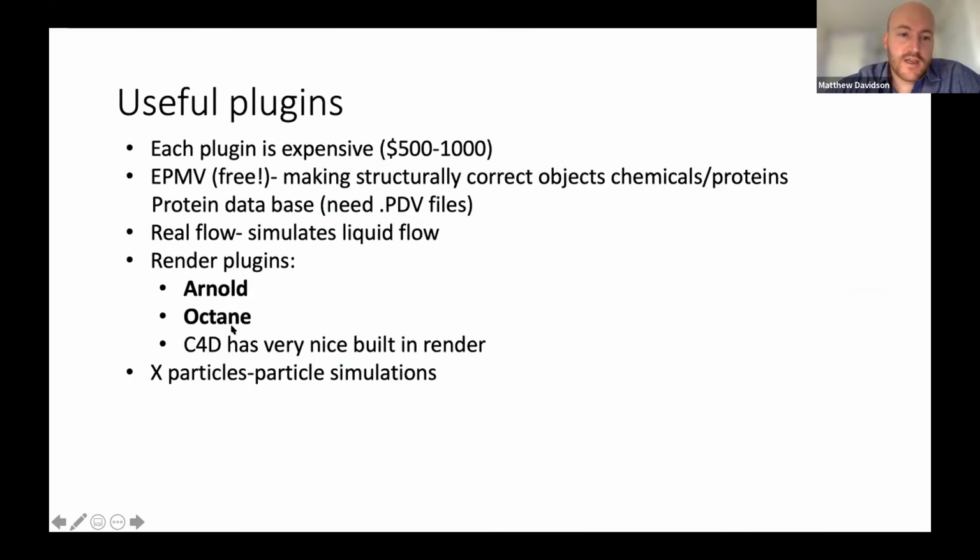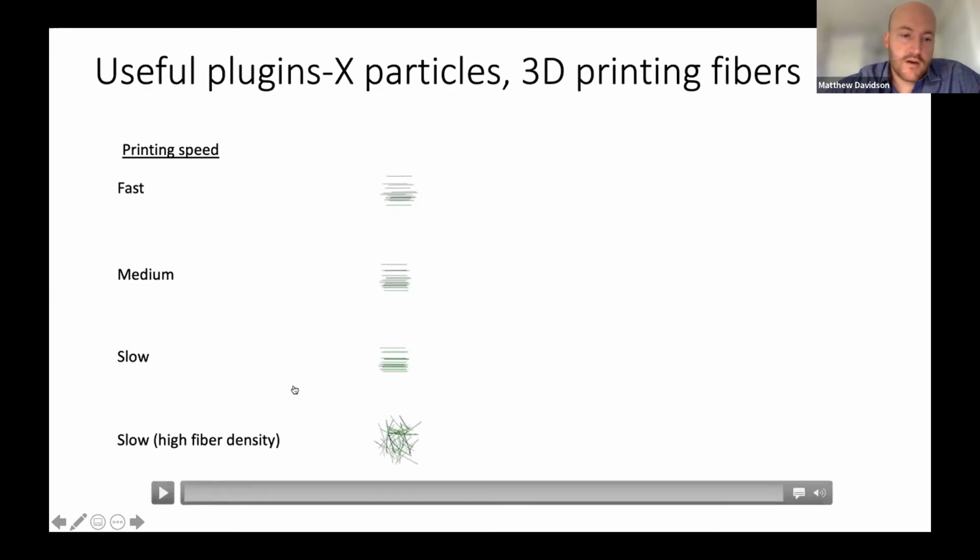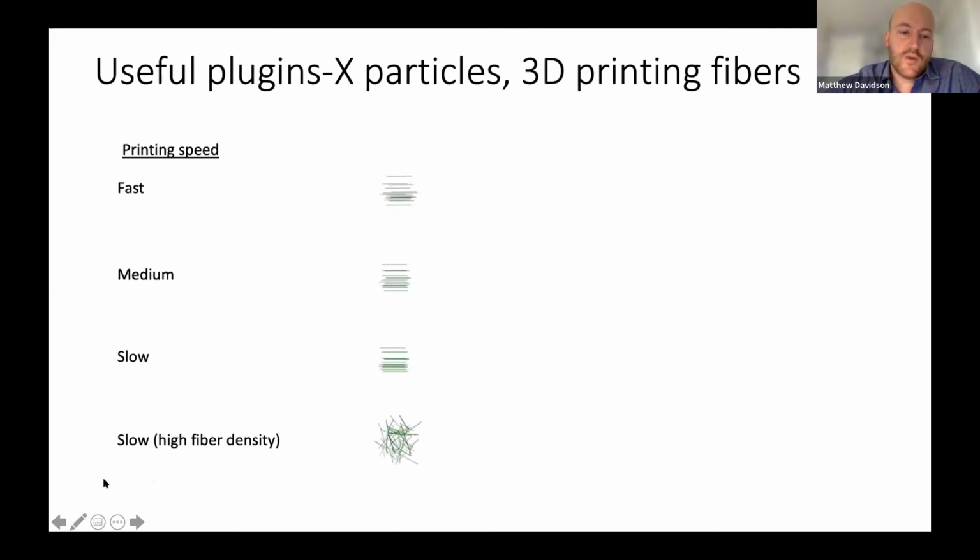There are other plugins that can create nice images, like render plugins for Blender. Arnold is a great one that I've seen a lot of scientists using. And then one I really like is X-Particles. X-Particles is basically just a particle simulation software, and you can create lots of particles, and it doesn't slow down your computer too much, because a lot of the other plugins can do that.